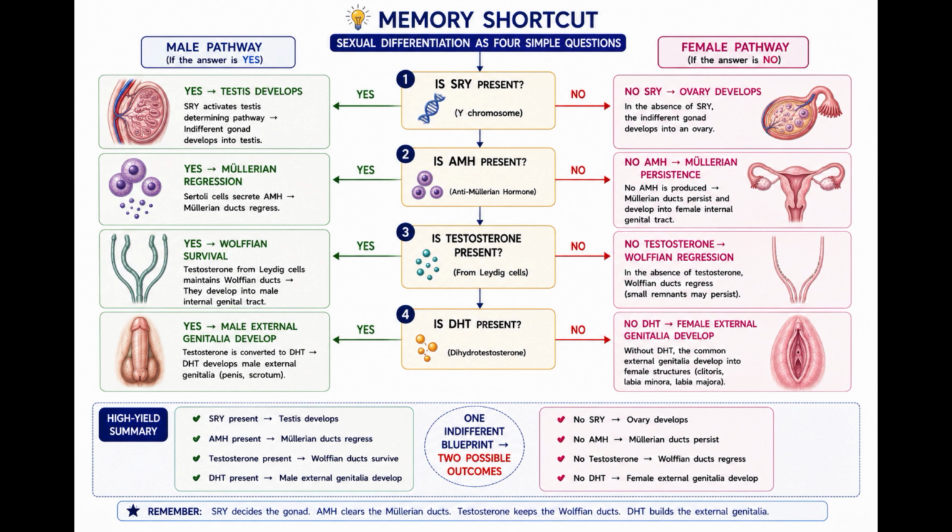Memory shortcut. Think of sexual differentiation as simple questions. Is SRY present? If yes, a testis develops. Is AMH present? If yes, the Müllerian ducts regress. Is testosterone present? If yes, the Wolffian ducts survive. Is DHT present? If yes, the male external genitalia develop. No SRY leads to ovary. No AMH leads to Müllerian ducts persist. No testosterone leads to Wolffian ducts regress. No DHT leads to female external genitalia develop.